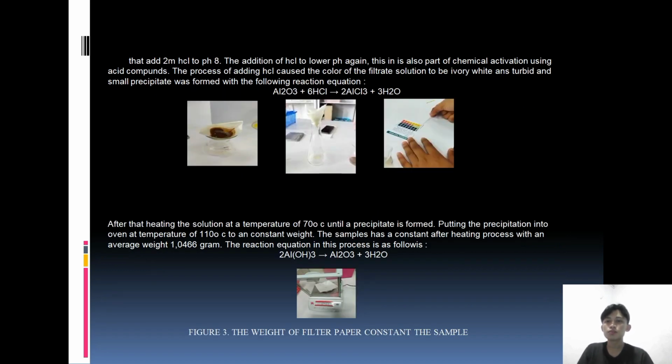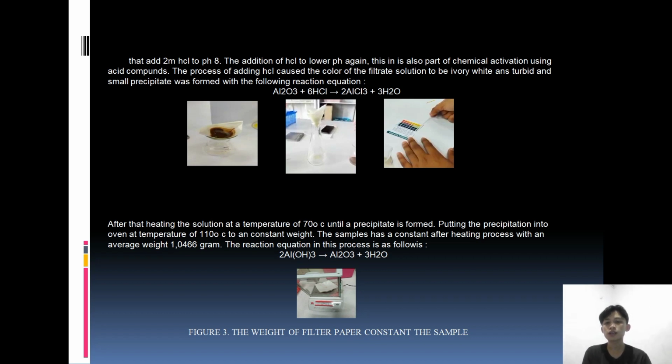Then add 2 molar HCl to pH 8, the addition of HCl to lower the pH. Again, this is also part of chemical activation using an acid compound. The process of adding HCl causes the color of the filtrate solution to become ivory white and turbid, and a small precipitate was formed with the following reaction equation. The reaction is shown in figure 2.